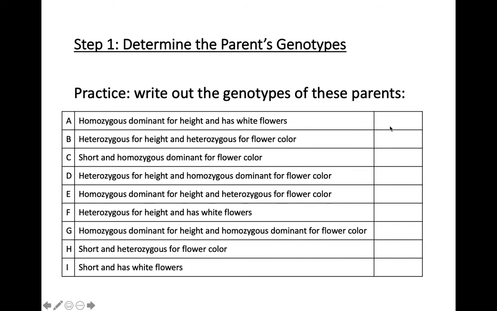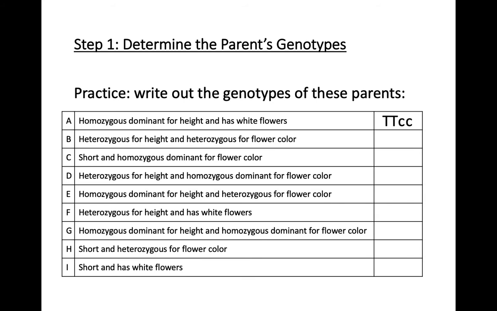What are you going to write down for the genotype of this parent? Homozygous dominant for height. What is that going to be? Remember, you're using big T's and little t's for height and big C's and little c's for flowers. All right, so homozygous dominant for height, big T, of course. How about white flowers? What's the only genotype that is going to produce this recessive trait of white flowers?